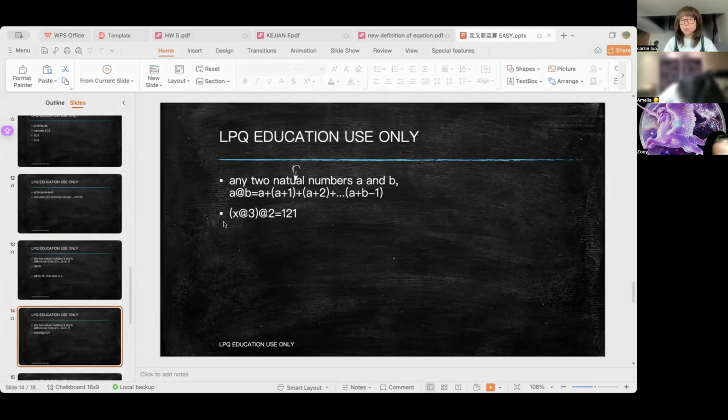Okay, so let's take a look at this one. X at 3 at 2. So bracket first, right, Zoe? The bracket first. So X at 3 equals what? So it's going to be an equation, right? Because we don't know what is X. So it's X plus 1 plus x plus 2, and that's it.